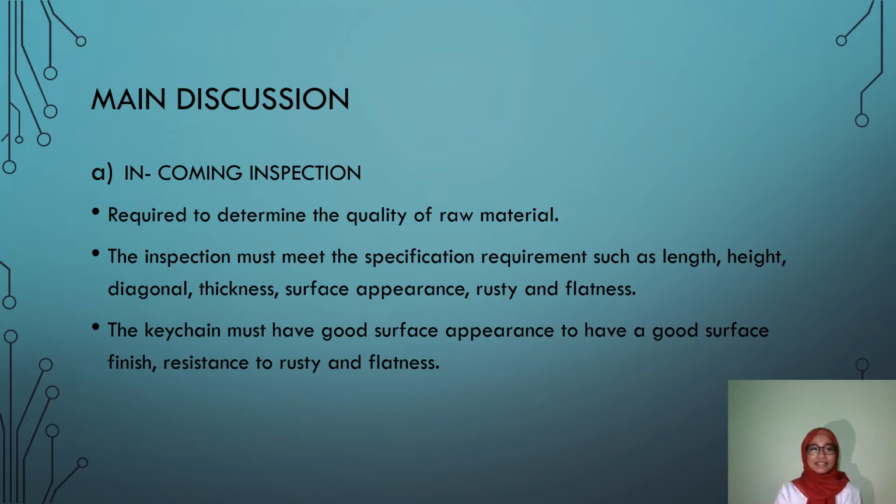Then the inspection must meet the specification requirements such as length, height, diagonal, thickness, surface appearance, rusty, and flatness. Thus, the raw material must meet the specification requirements to produce the keychain with good quality and appearance to fulfill the customer needs.